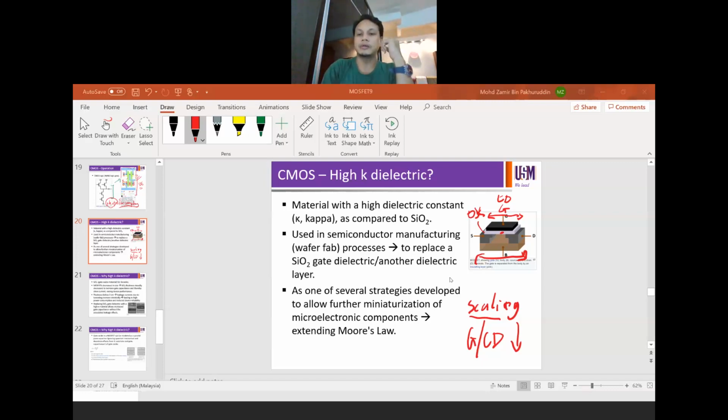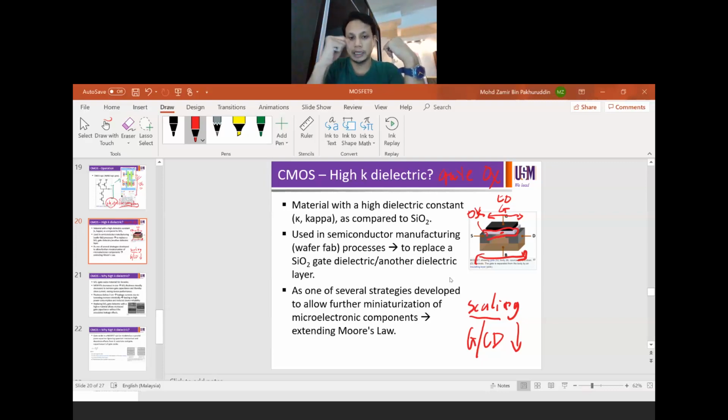What is high K? High K dielectric is actually referring to this gate ox only. We're not talking about the gate, we're not talking about the source, we're not talking about the drain, not even the body. We are only talking about the gate ox now. So it's only on the gate oxide. A material with a high K, high dielectric constant, or K, or kappa, is needed when we scale the whole CMOS to a smaller size.